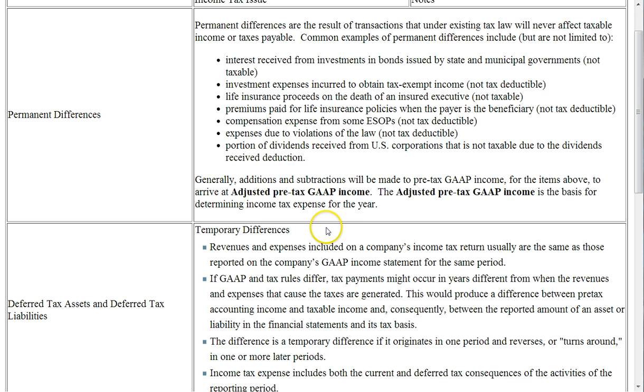So that's a quick introduction, and I will follow up with some additional examples and how we actually, from a mechanical standpoint, measure, recognize, and disclose these permanent and temporary differences.